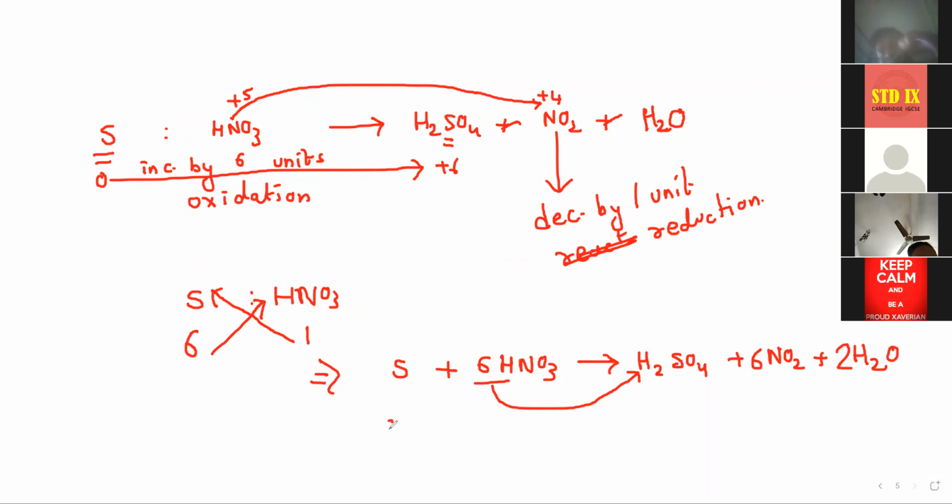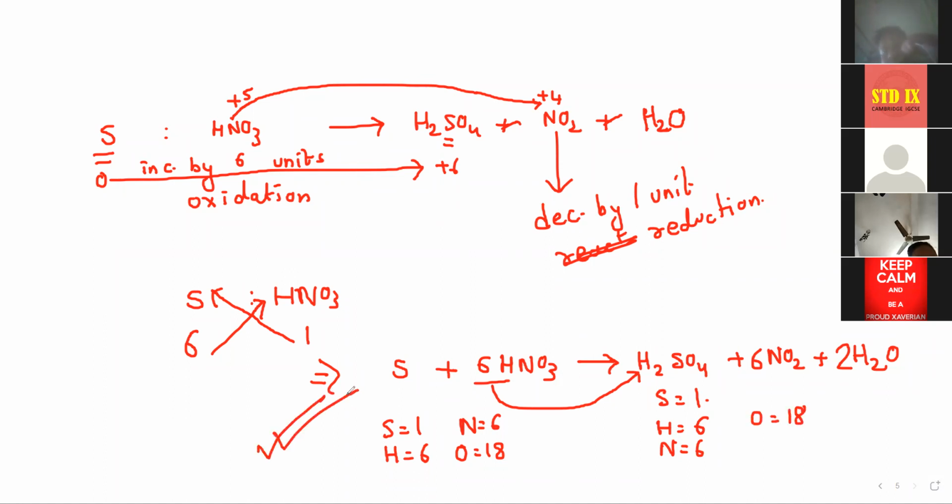So now you see, sulfur equals 1, hydrogen equals 6, nitrogen equals 6, oxygen 18. Come to the right hand side. Sulfur 1, hydrogen equals 2 plus 4 is 6. Nitrogen equals 6. Oxygen: 4, 6 twos are 12, 16, plus 2 is 18. Oxygen equals 18. All are balanced. The equation is complete and balanced.